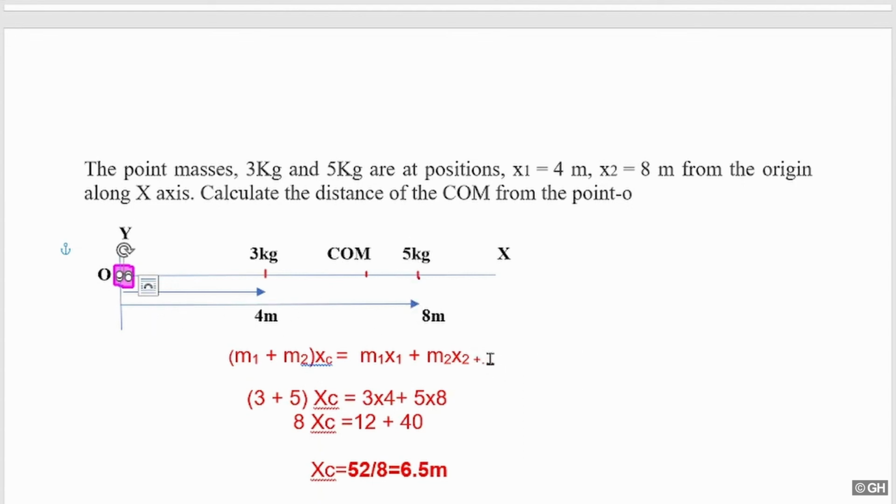If you have the third mass, you do the same thing. Simplify: that is 3 times 4, 5 times 8, and 3 and 5 is 8, so 8 xc equals 12 plus 40. When you simplify, xc equals 52 divided by 8, and you get 6.5 meters. So that distance is 6.5 meters from the reference point. Okay, so you can see how we apply the method when we have many masses along a line, and we are using what is called the reference point method.